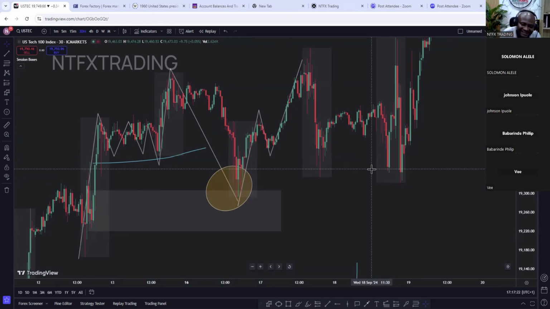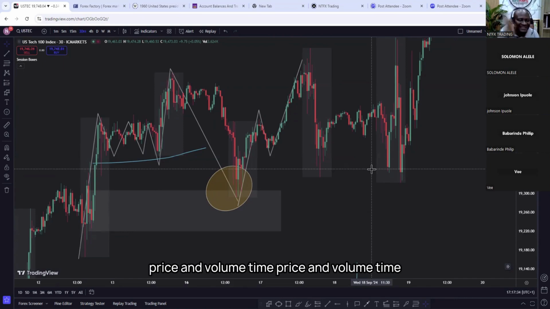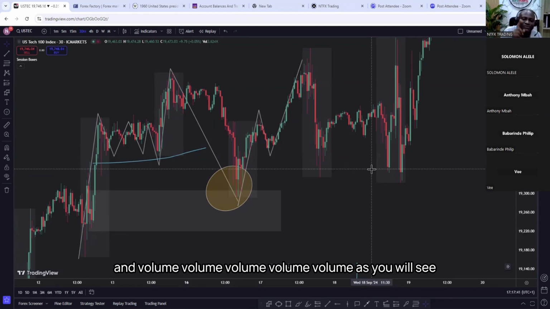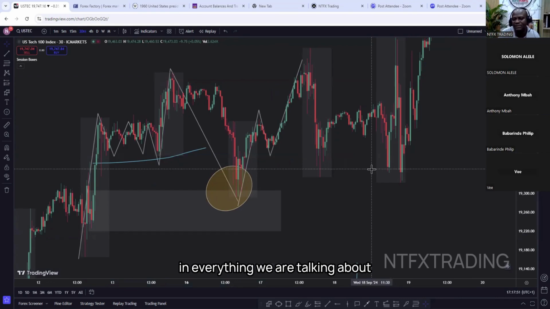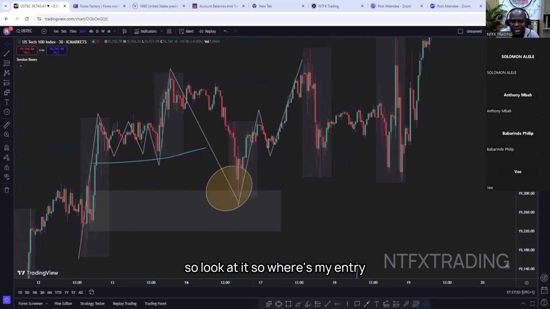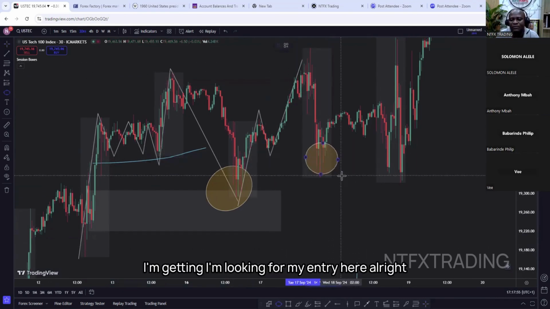Structure is another good thing, but that's not what I want to hear. Time, price, and volume. As you will see, when we get to entry, when I teach you my entry methodology, you will see the importance of volume in everything we are talking about. So look at it. Where's my entry? I'm looking for my entry here.